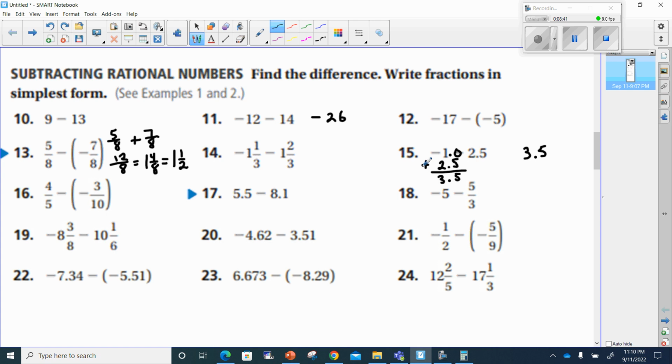And I know you're thinking it's a plus. Remember, the rule is when my signs are the same, I find the sum. So that means we're not looking at the sign in front of it. We're just adding these, and we keep the same sign. So this would be a negative 3.5, right? So that's it. This would be a negative 3.5 for my answer.